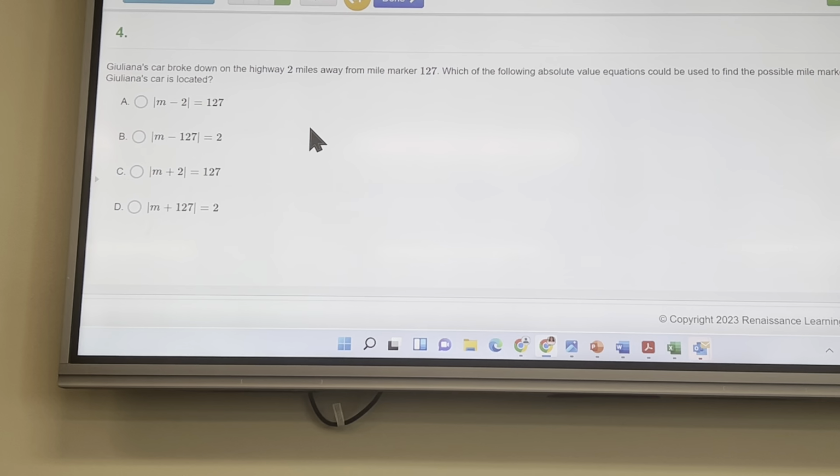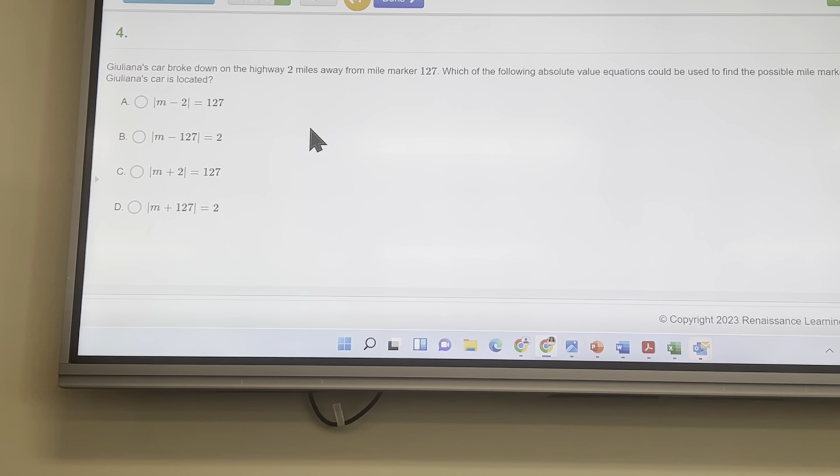All right? Juliana's car broke down on the highway 2 miles away from the marker of 127. Which of the following absolute value equations could be used to find the possible mile markers where Juliana's car is located? First things first, I want to know which answer choices can I get rid of because it does not tell me a distance of 2 miles away.